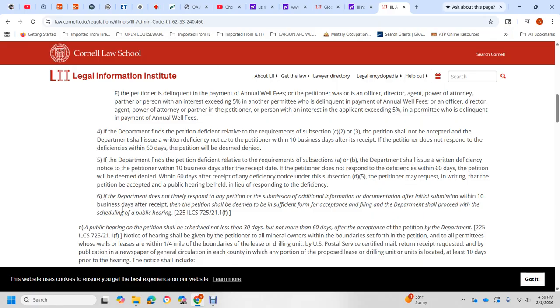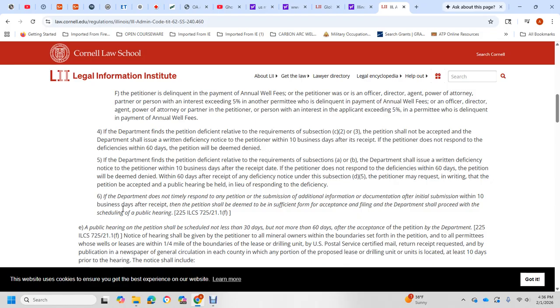If the department finds the petition deficient relative to the requirements of subsection A and B, the department shall issue a notice of deficiency within 10 days after receipt of the petition. If there is no response to the deficiency within 60 days, the petition will be deemed denied. Under subsection D5, the petitioner may recover the writing of the petition and accept that the public hearing will be held in lieu of responding to deficiencies.